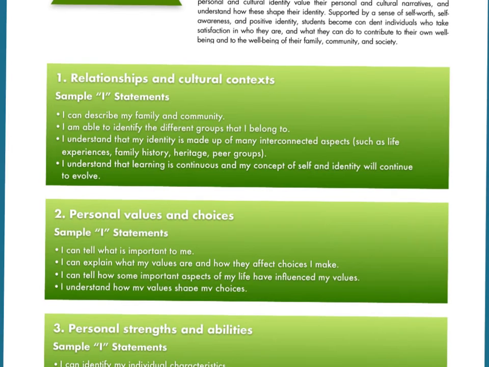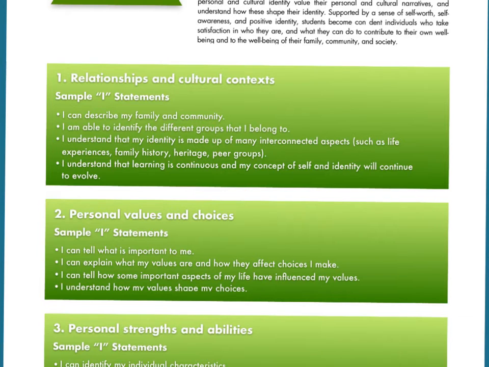The first one is relationships and cultural contexts. So some ways of explaining this are, I can describe my family and community. I'm able to identify the different groups that I belong to. So that could be within a family, a culture, could be a sports team, could be an activity at school, could be an activity outside of school, could just be a group of friends.